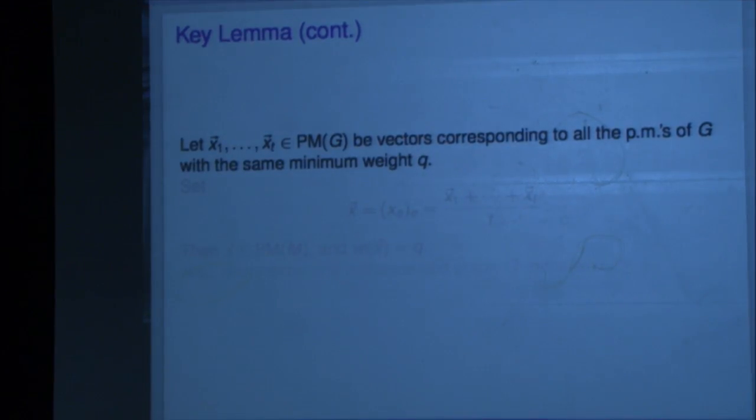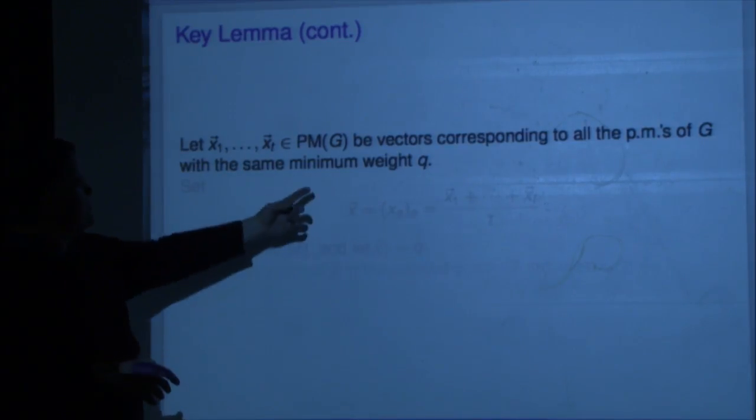All right, so here's what we do. Let x1 through xt, t is a different t now, be vectors corresponding to all the perfect matchings of G with the same minimum weight q. So x1 through xt are, in fact, the minimum weight perfect matchings. Their union would be the derived graph. If we took them as sets of edges, their union would be the derived graph. So they all have the same minimum weight q.